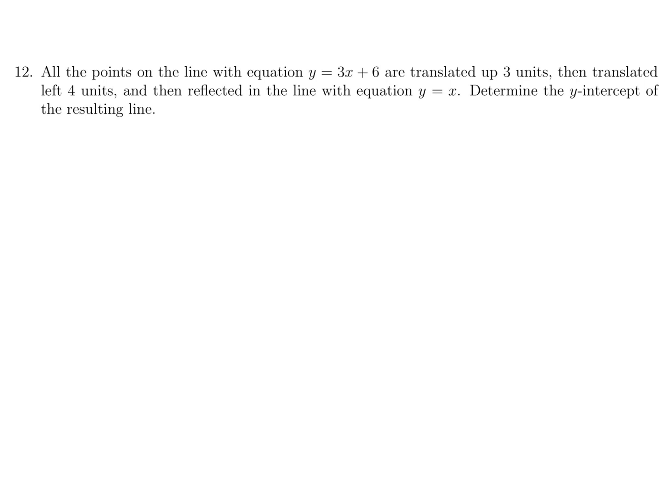All the points on the line with the equation y equals 3x plus 6 are translated up 3 units, then translated left 4, and then reflected in the line with the equation y equals x. Determine the y-intercept of the resulting line. Okay.